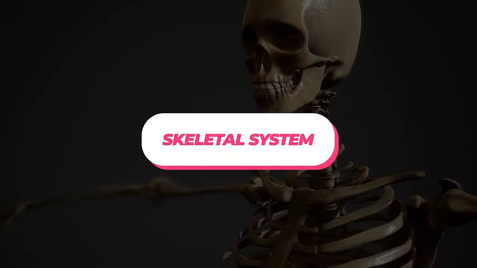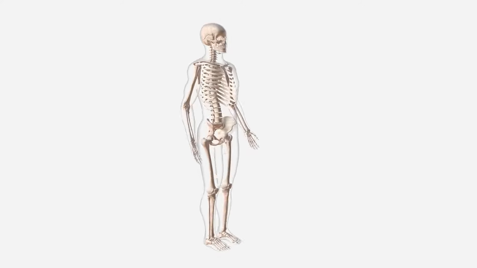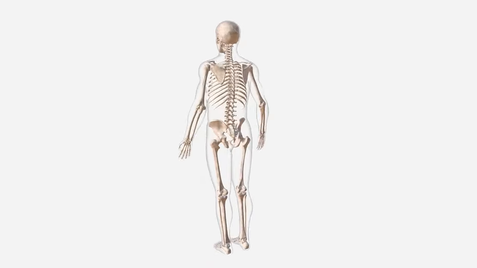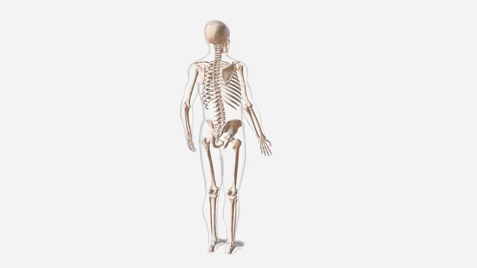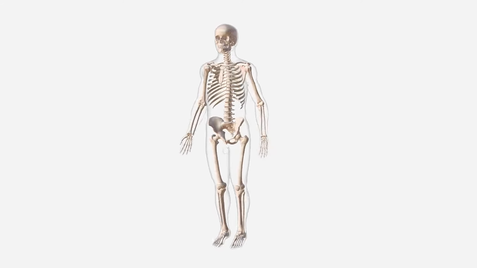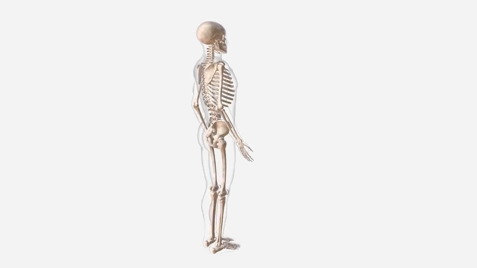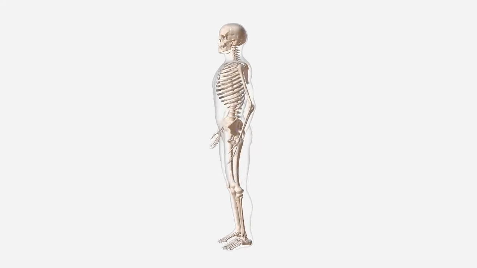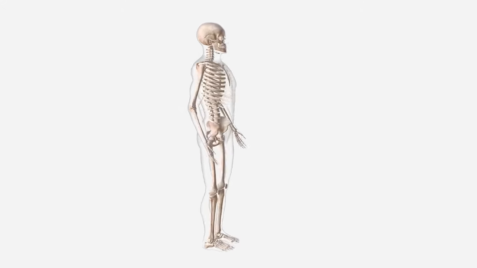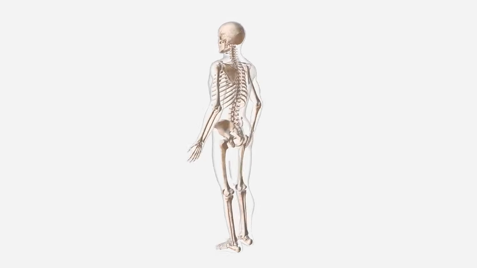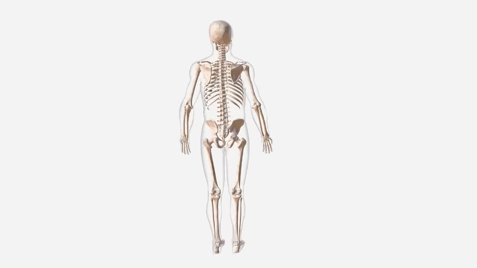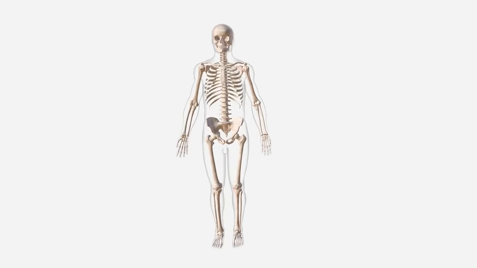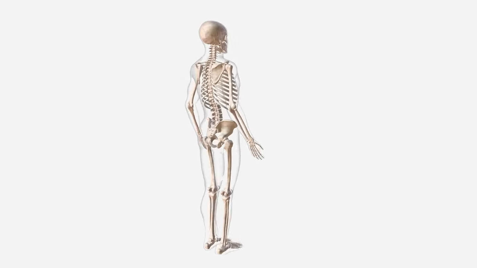Number 1. The skeletal system. The skeletal system is the body system that provides structure and support for the body. It consists of bones and joints, which work together to allow movement and protect internal organs. Bones are the hard, calcified tissues that make up the skeleton. They are classified into 4 types: long bones, short bones, flat bones, and irregular bones. Bones are connected to each other at joints, which allow movement.